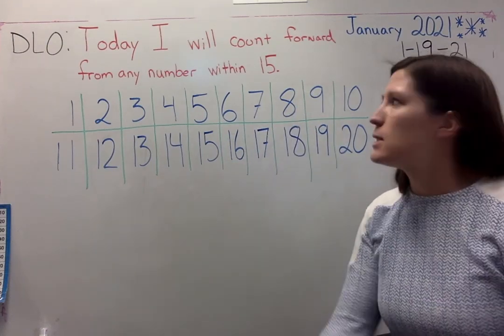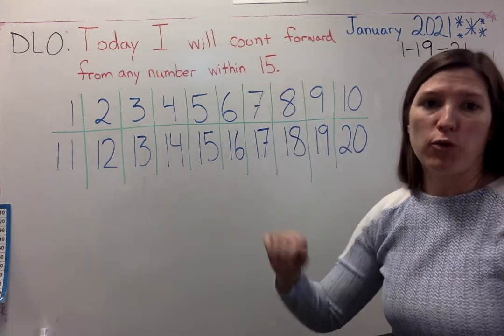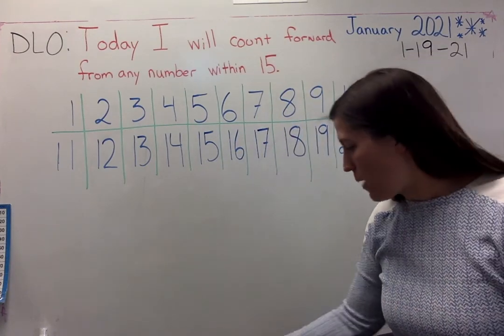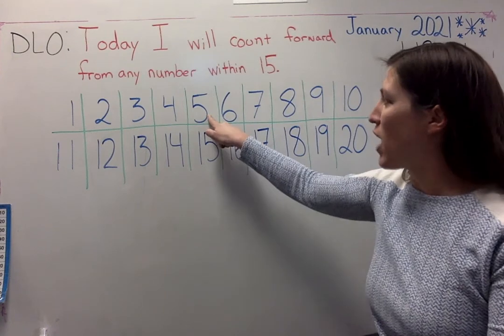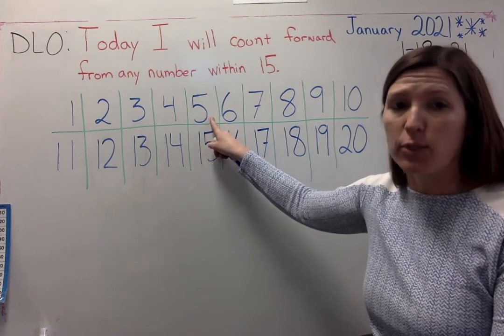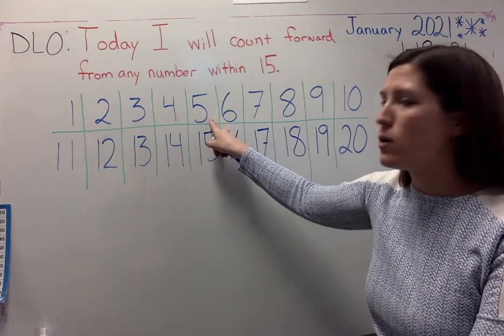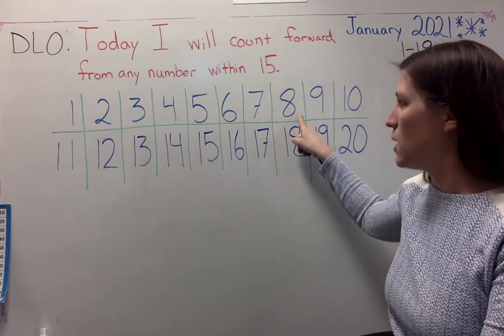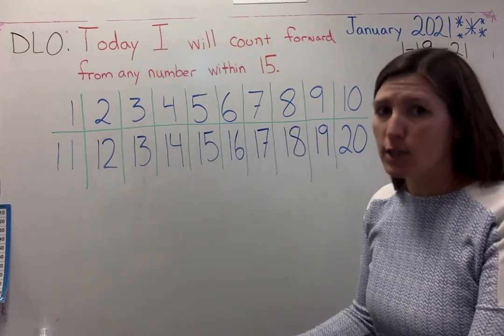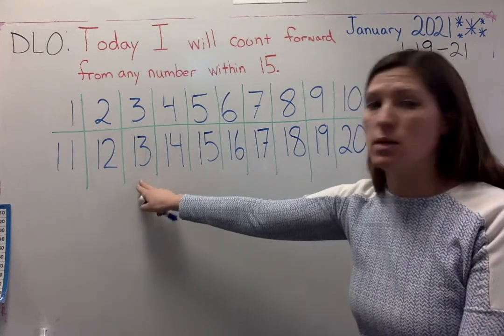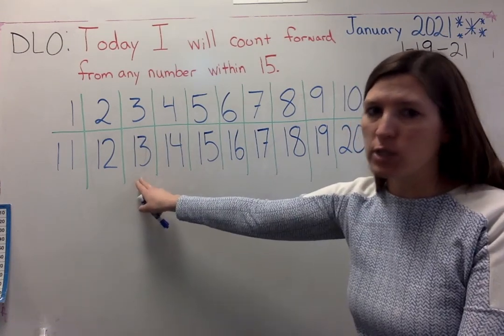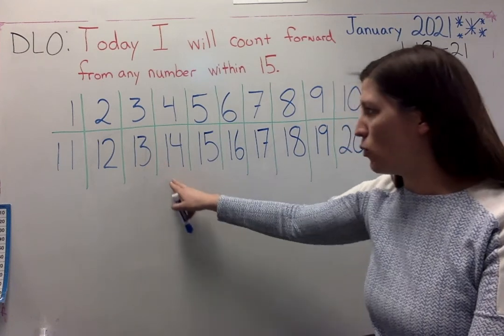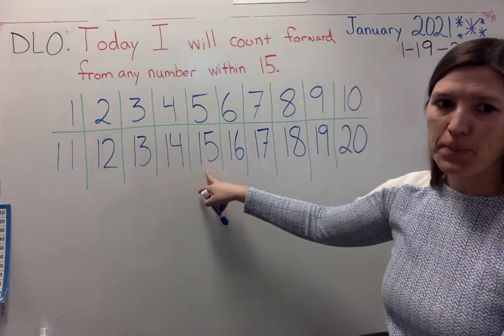So we're going to be practicing counting forward from any number. What that means is if I point to the number 5, we're going to count up from 5. So if I start at 5, we'll count up 5, 6, 7, 8. Let's pick a different number. 13. We'll count up from 13. From 13, we go 13, 14, 15.